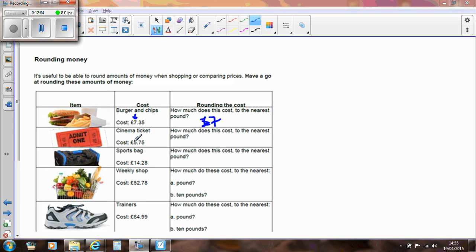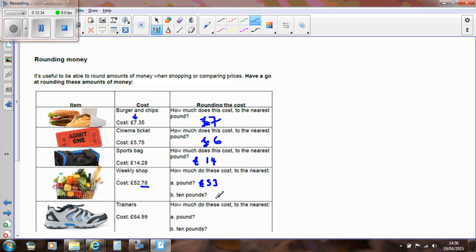Cinema ticket, £5.75. So the nearest pound is between £5 and £6, and it's closer to £6 than it is to £5, so the answer is £6. £14.28, it's between £14 and £15, so it's closer to £14. Weekly shop, £52.78, so the nearest pound is between £52 and £53, and this 78 is quite high, it's quite near to £53, so the answer is £53.